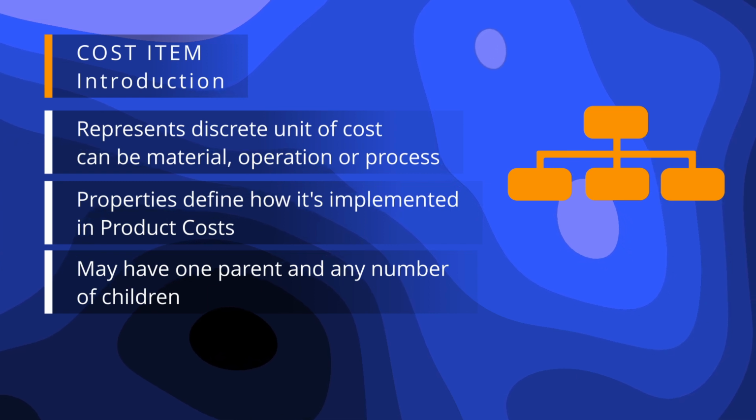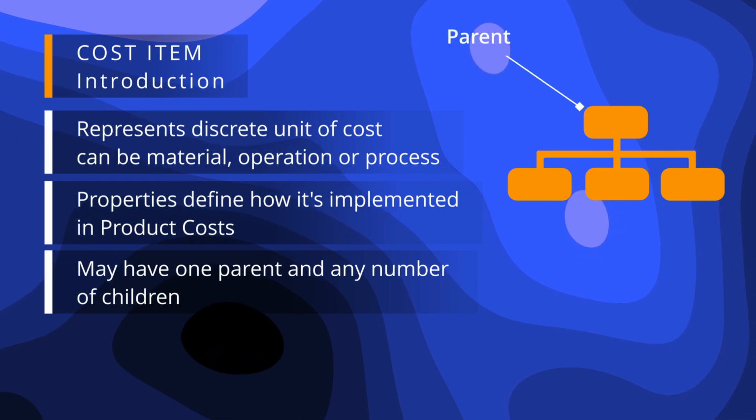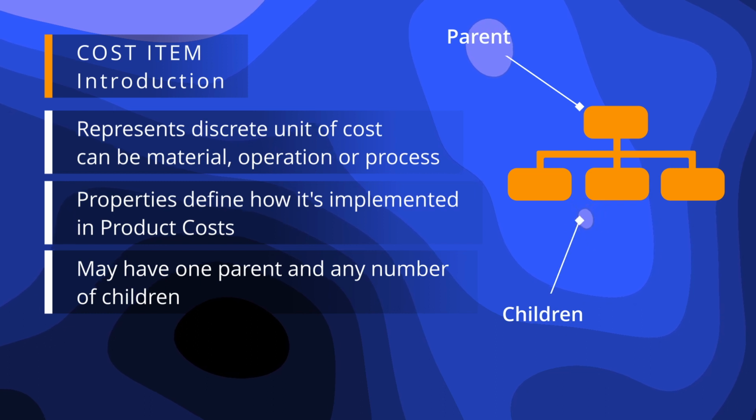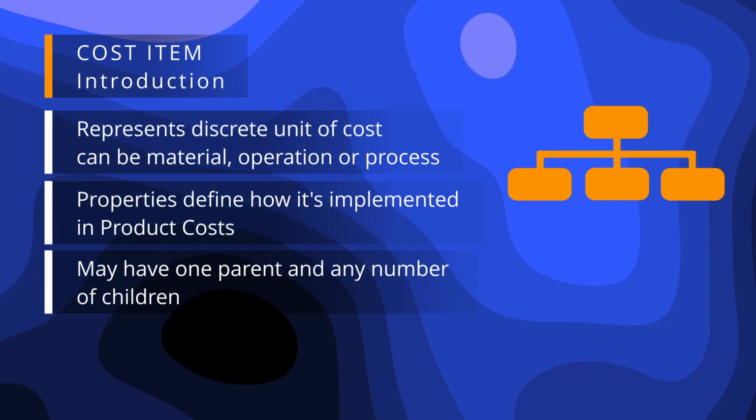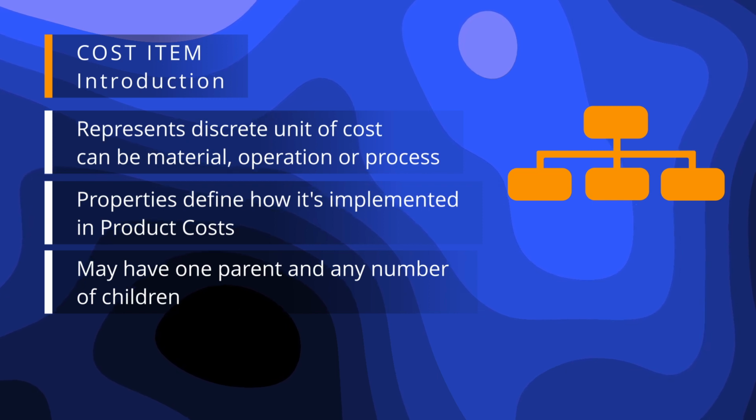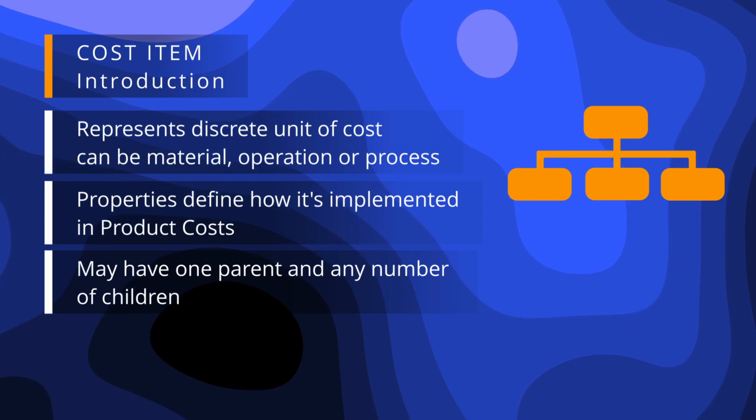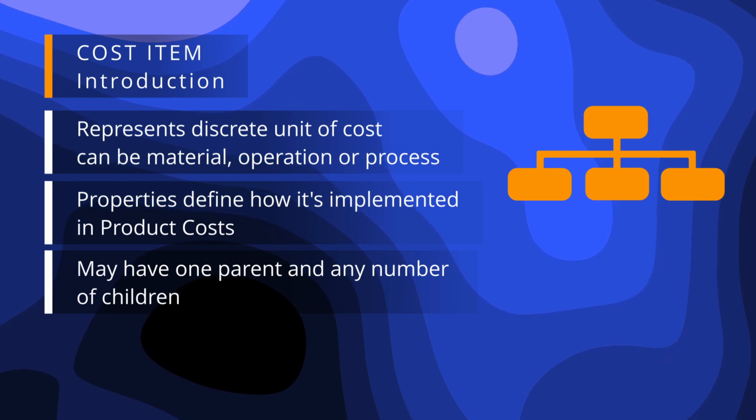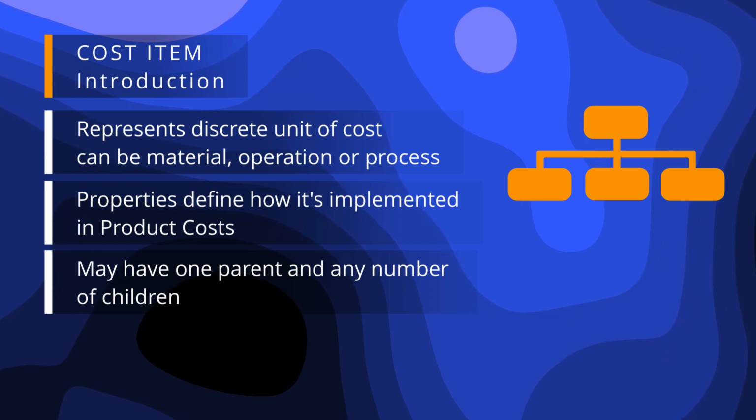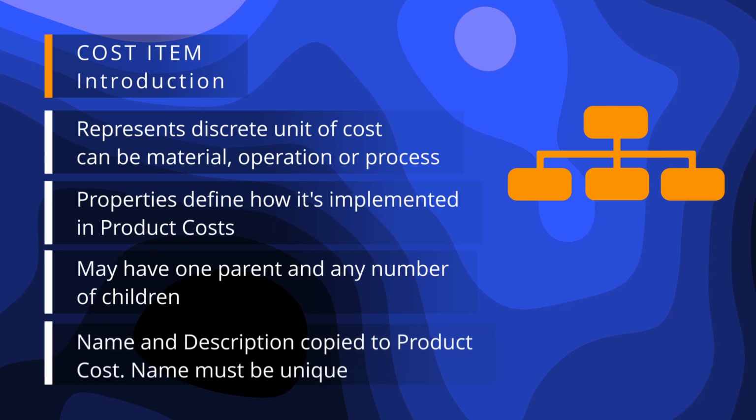Each cost item may have a single parent and any number of children. This hierarchical relationship between cost items is where the true power of cost structures comes into play. You can model even the most complex commodities by using these apparently simple building blocks. Each cost item has several properties which affect how it's implemented in the product costs.